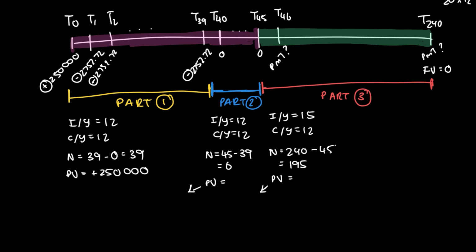Next up, what other information can we input? Well, there's annuities involved, so let's do that. So PMT for part 1 is the minus 2752.72. The PMT for part 2 is 0. And the PMT for part 3 is unknown. That's the thing we're going to need to solve for. Okay, so now we have the interest, we have the duration, we have the PV, we have the payments.